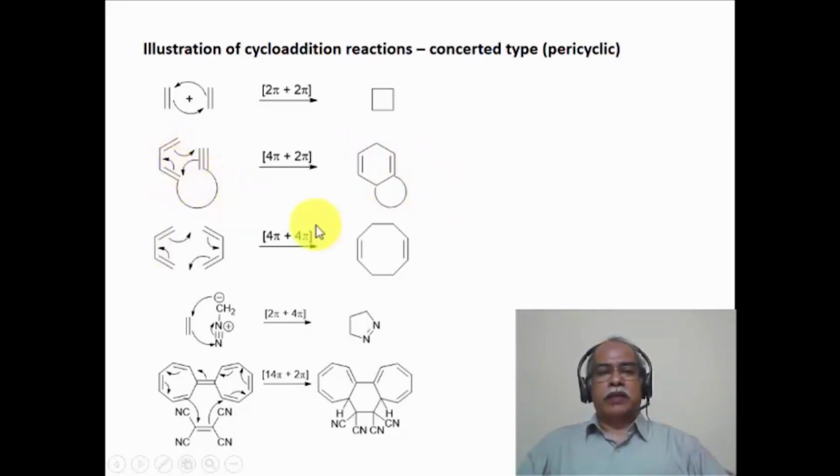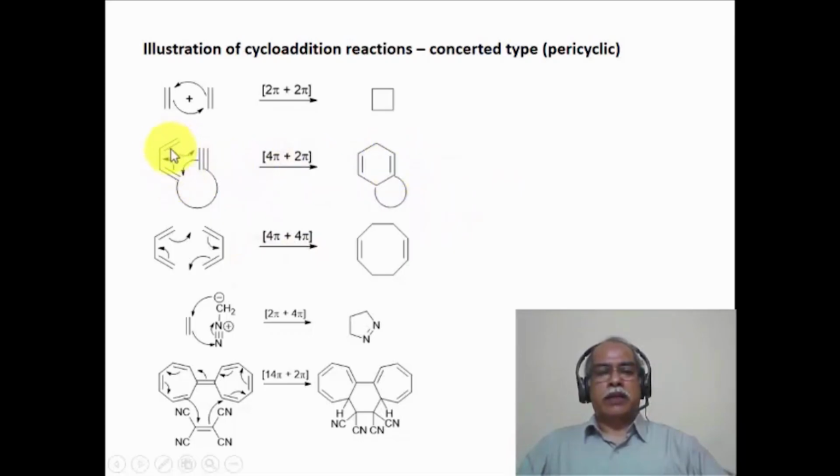All the 4 pi electrons are involved in the cycloaddition process. However, the acetylene, which is also a 4 pi electron system, only 2 pi electrons of the acetylene are actually involved. The remaining 2 pi are intact in the product you can see here. So this is actually a 4 pi plus 2 pi.